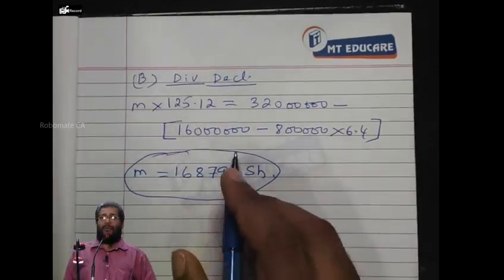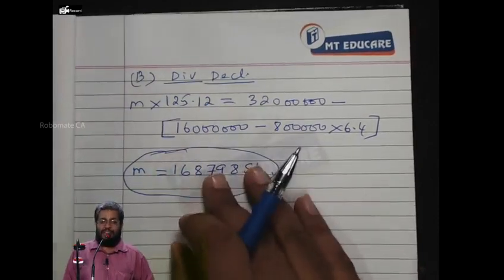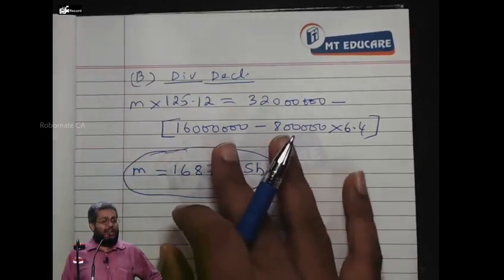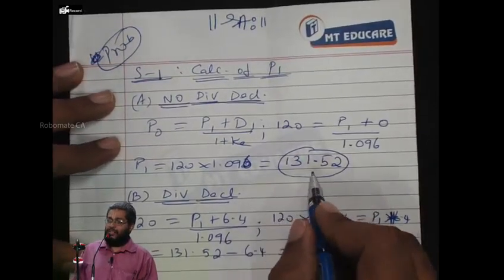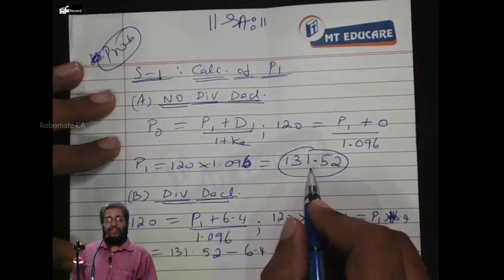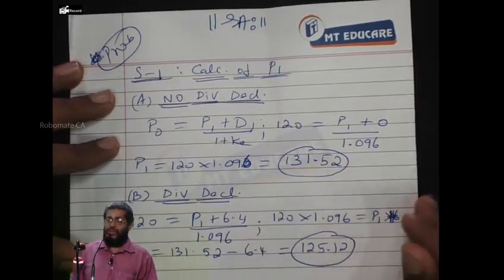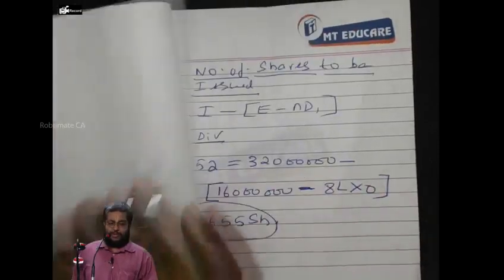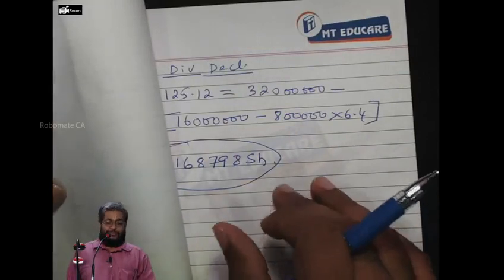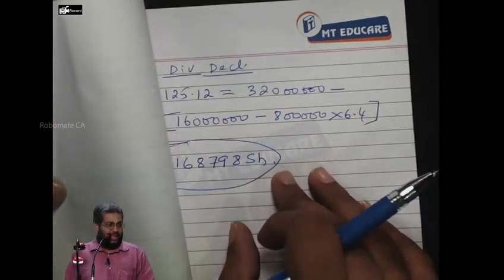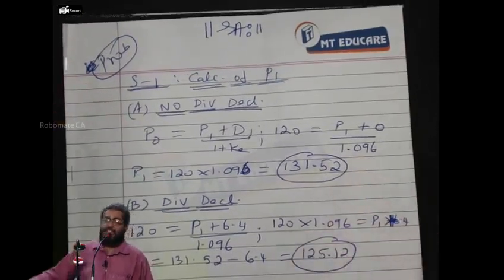Not required, but you can just go home and do it. Prove the irrelevance. Prove what? Irrelevance. Does dividend affect the wealth of the shareholder or not? No. Without dividend, he'll be holding a share worth 131.52. With dividend, he'll be having a share worth 125.12. But cash how much? 6.4. For the company also, nothing is going to change. Use the NP0 formula. He'll be getting the same wealth with as well as without dividend. That is what the MM approach is all about.